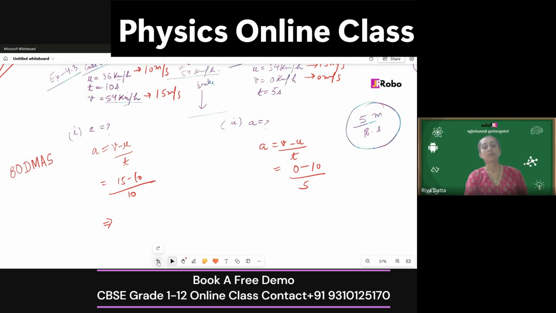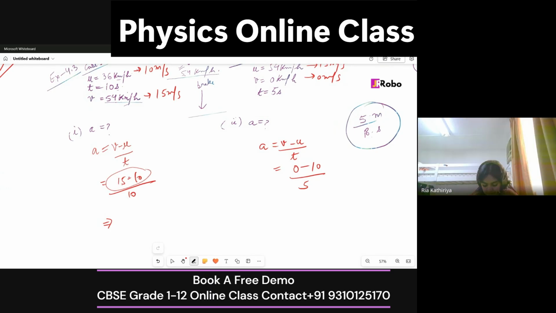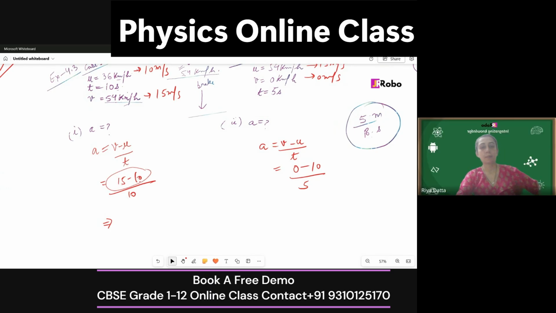Okay, leave it. Listen, whenever you have something going on in your numerator or denominator, you can't simply cut it. First, you have to solve this part. 15 minus 10, what will that be? 5. 5 upon 10. Now, because you have them singularly, now you can cut it. So the answer will be 0.5. The unit will not be meter per second, it will be meter per second square because it's acceleration, right?